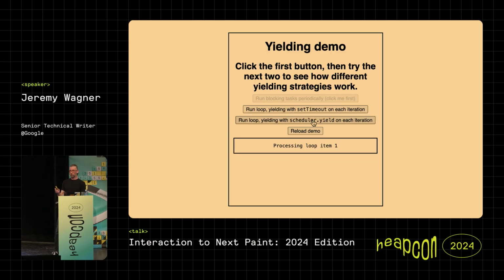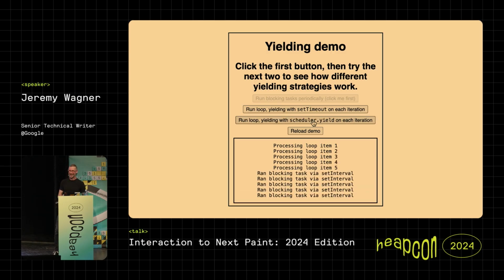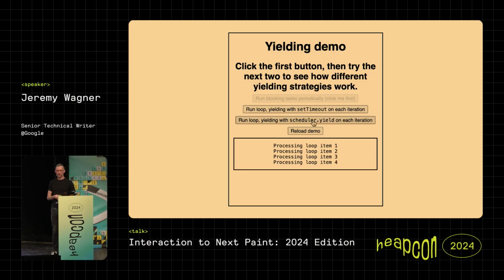Scheduler.yield means that your work is what gets prioritized aside from user interactions, which are higher priority. But that work from other task sources runs afterwards.